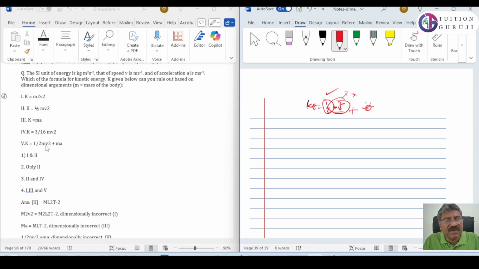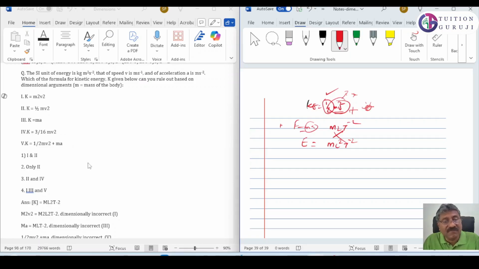Second thing is half mv square plus ma. We have to see whether m into a has the same dimension as mv square. That's the only thing we have to check. Otherwise these two are dimensionally correct. First let's check m into a. Now m into a is nothing but force. Force is not equal to energy, so this is also wrong. Force is ml t raised to minus 2, whereas energy is m l square t raised to minus 2. So this is not dimensionally correct. Therefore, the principle of homogeneity will not apply here. So only these two are correct.